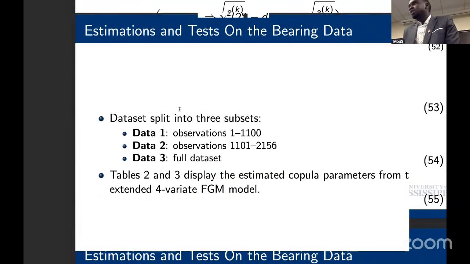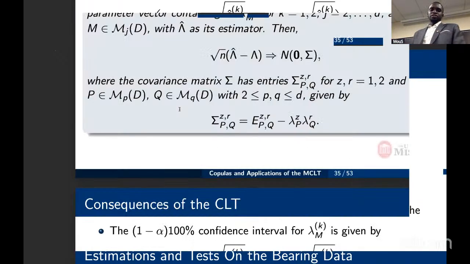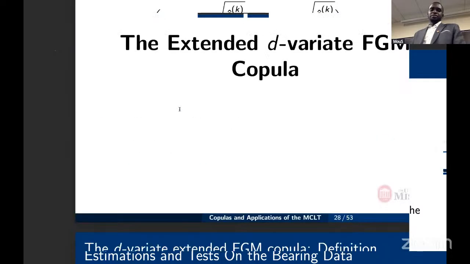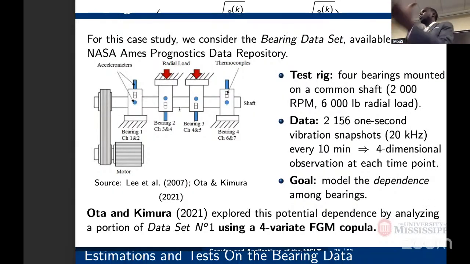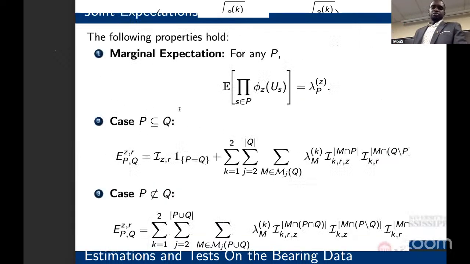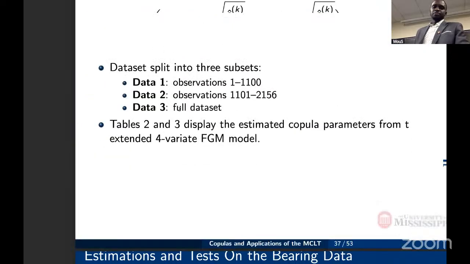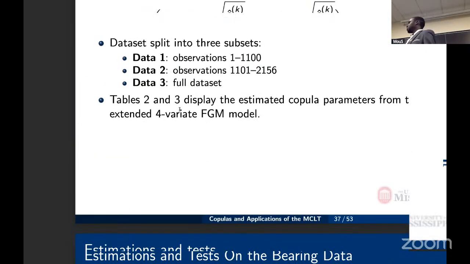Estimations and tests on the bearing data. Remember the bearing data that we defined above with this structure. Let me just show it to you for a reminder. We still go back to it using the same data set, but here instead of analyzing 2 by 2, we're just going to take all of them at once using a 4-variate FGM copula. So using this structure, we define 3 data sets. Data set 1, the first half of the data, data set 2, the last half of the data, and data set 3 is the full data set.